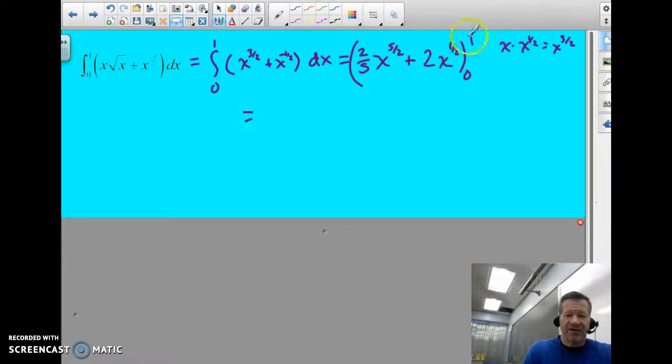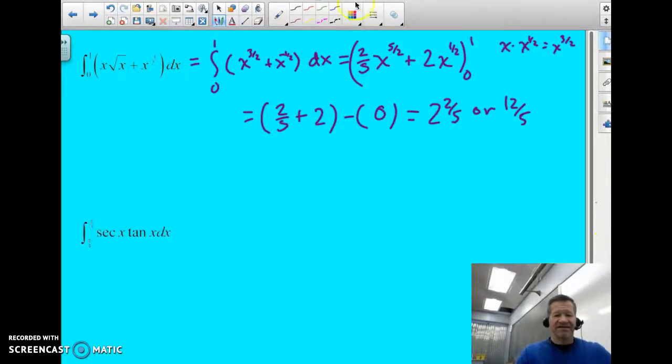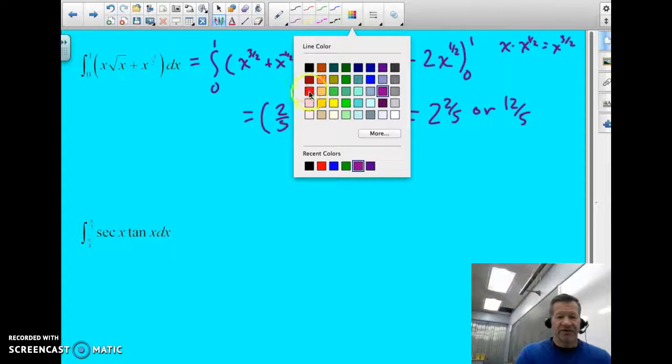So plugging in 1 first, 1 to any power is 1, so I get 2/5 plus, put 1 in here, I get 2, minus, put 0 in both of these, I get 0. So 2/5 plus 2 is 2 2/5 would be your answer, or 12/5. And again, that is easily checked using FNint.